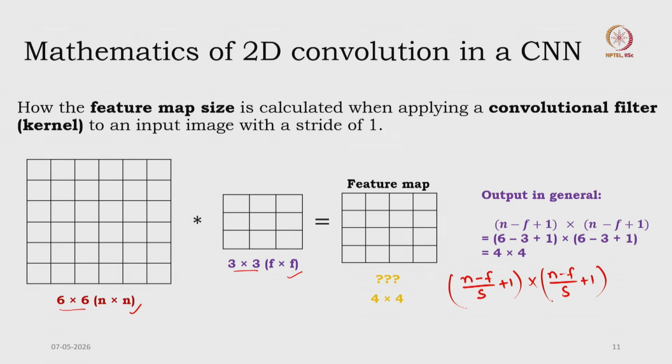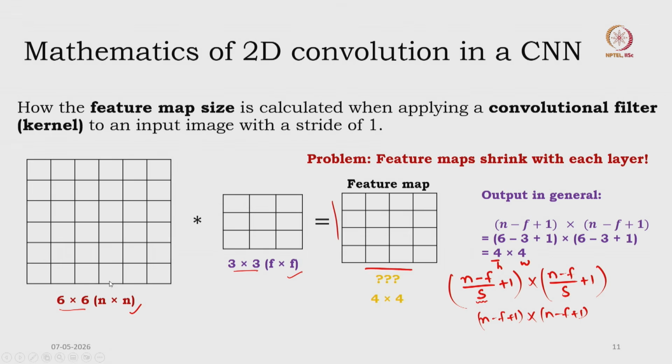Now, s stands for stride: how much you want to move. If the stride is 1, the denominator is 1, so the formula is just n minus f plus 1 and n minus f plus 1. That is what is written here. Just substitute the values: n value is 6, f value is 3, plus 1. When we perform this calculation, we get 4. One is height, second is width. So this is the feature map height and width, 4 cross 4.